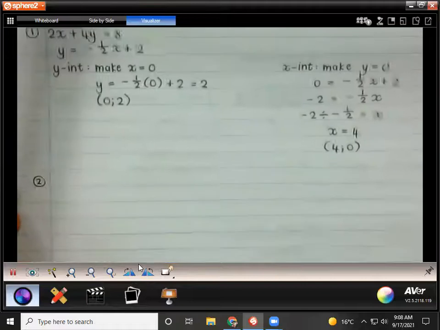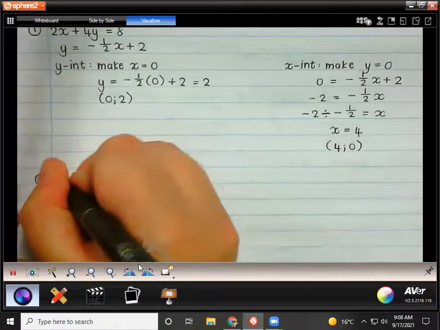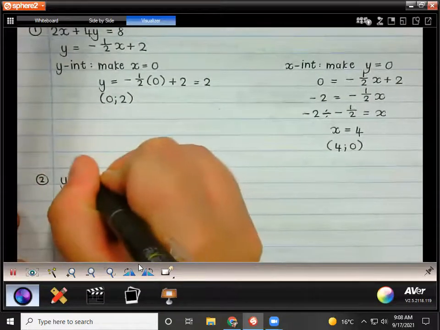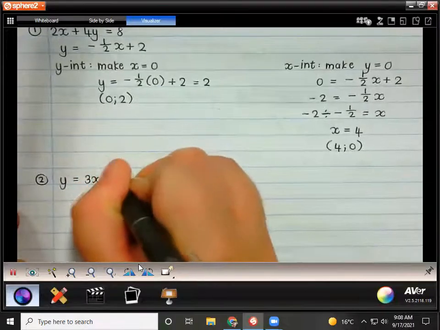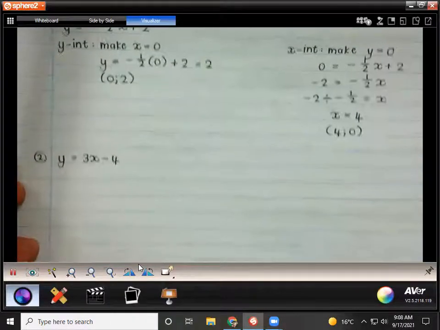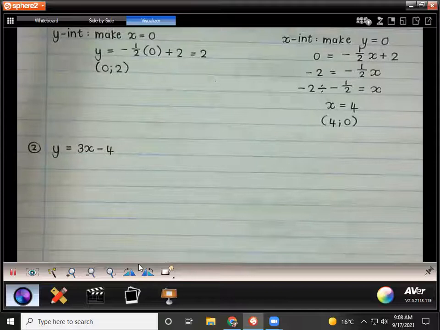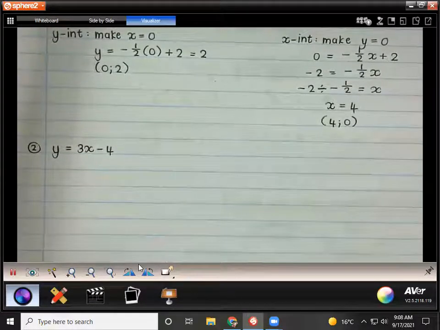Now this one is a bit easier because they gave you the equation in the correct form. y equals 3x minus 4. Then we have to find the x-intercept and the y-intercept. I tend to do the y-intercept first because it's easier, but you can do the x-intercept first if you want. It's completely up to you.